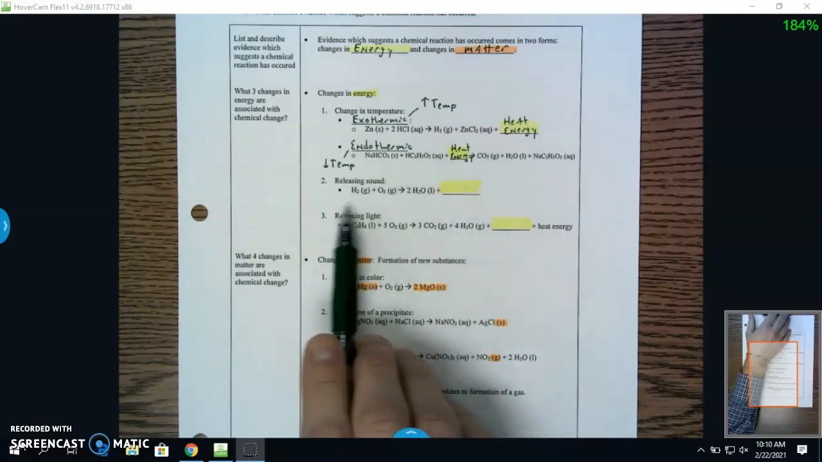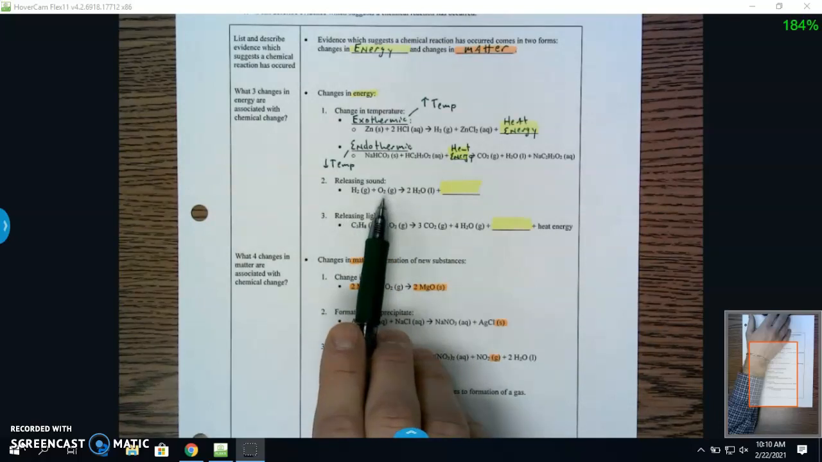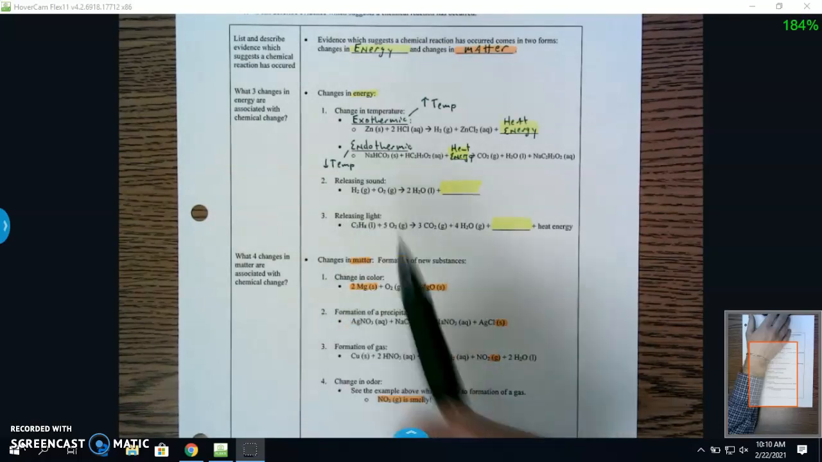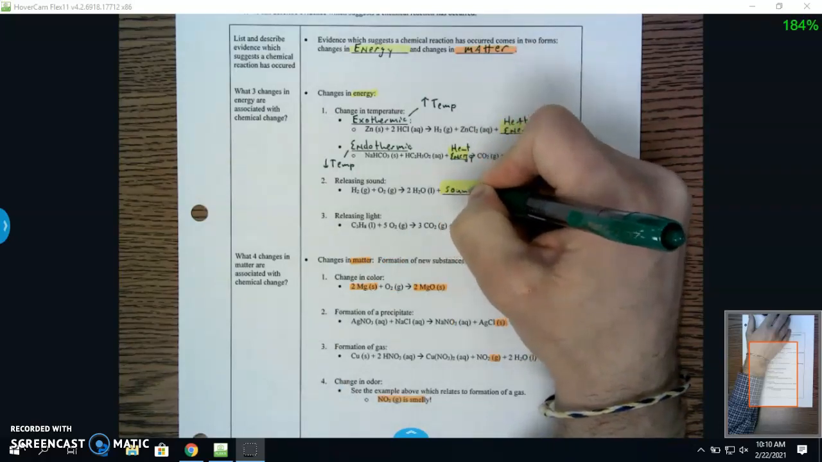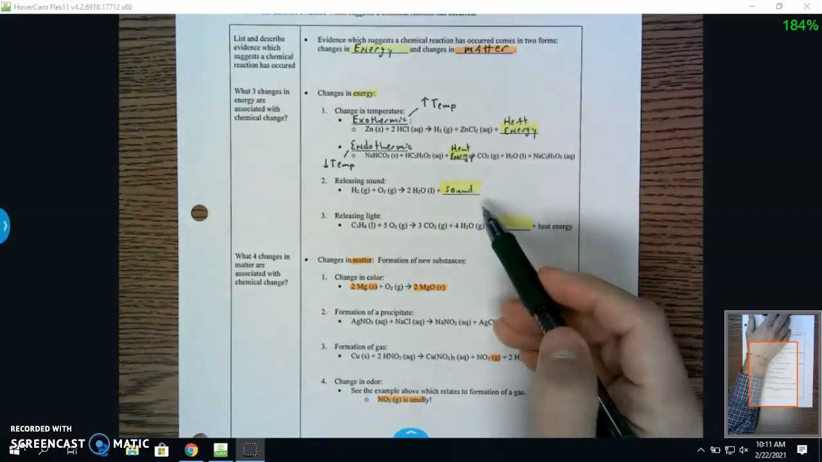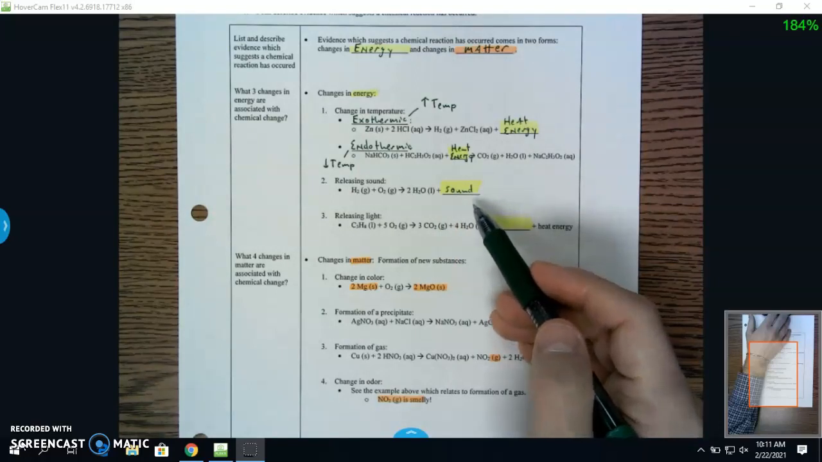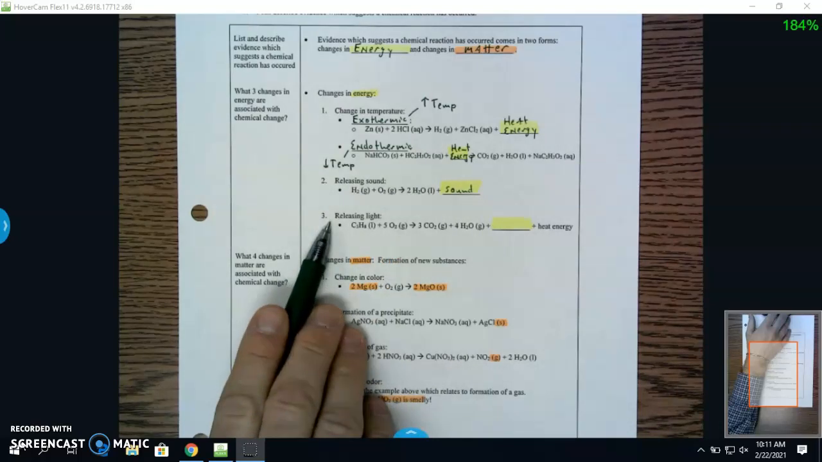All right, you could have a change in sound also. So here I've got diatomic hydrogen gas plus diatomic oxygen gas makes 2 water molecules, and it tends to make a popping sound. Now, sound could be an indicator that you have a chemical reaction going on. Not always, but sometimes. You could also have a release of light.